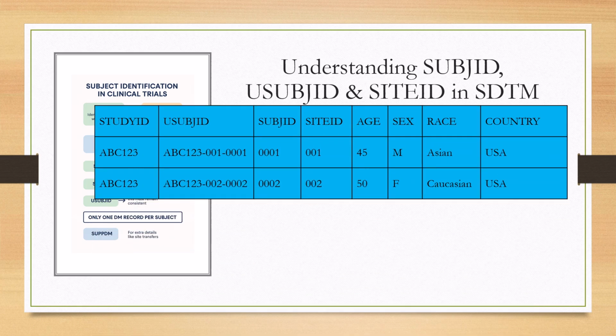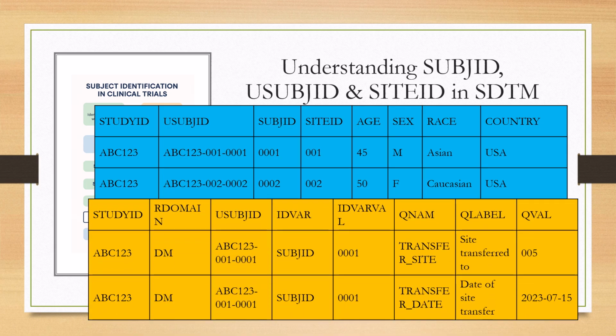Here you can see that we have data for two subjects again, and if you see the second table, which I am showing you, which is the SUPPDM, here for the subject 001, that subject who was initially assigned to the site 001 has changed the site later on during the study to site 005. How can we identify that?